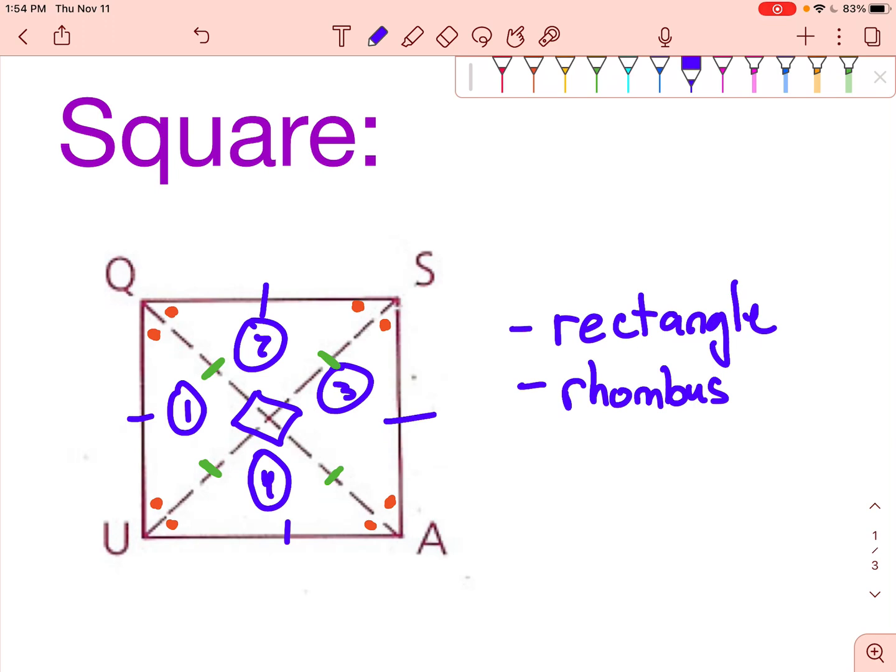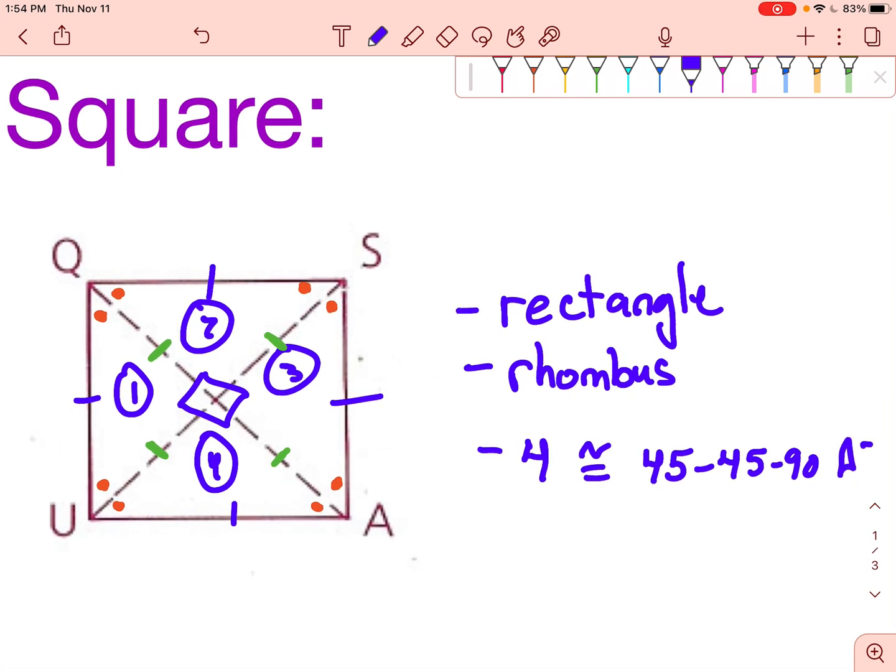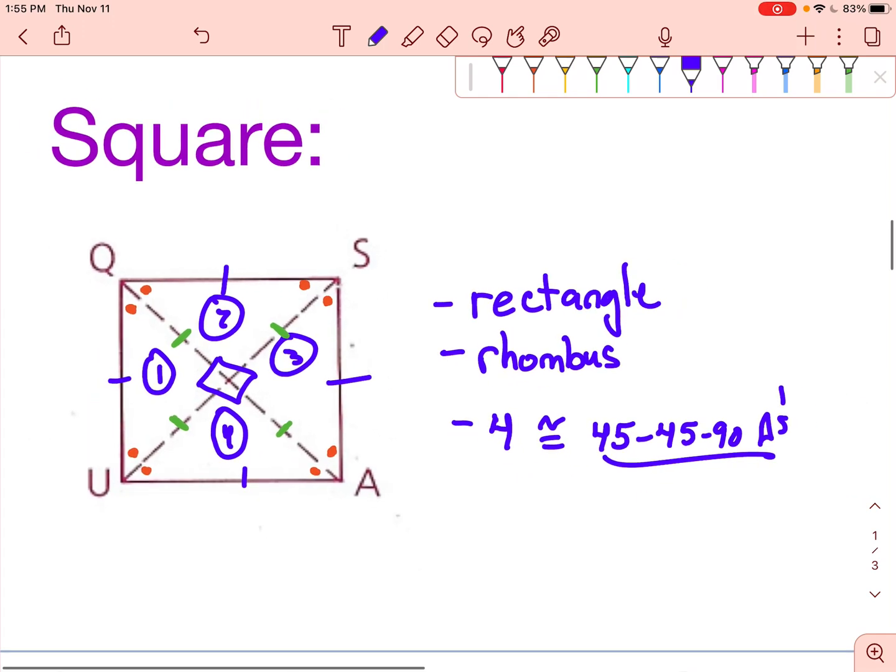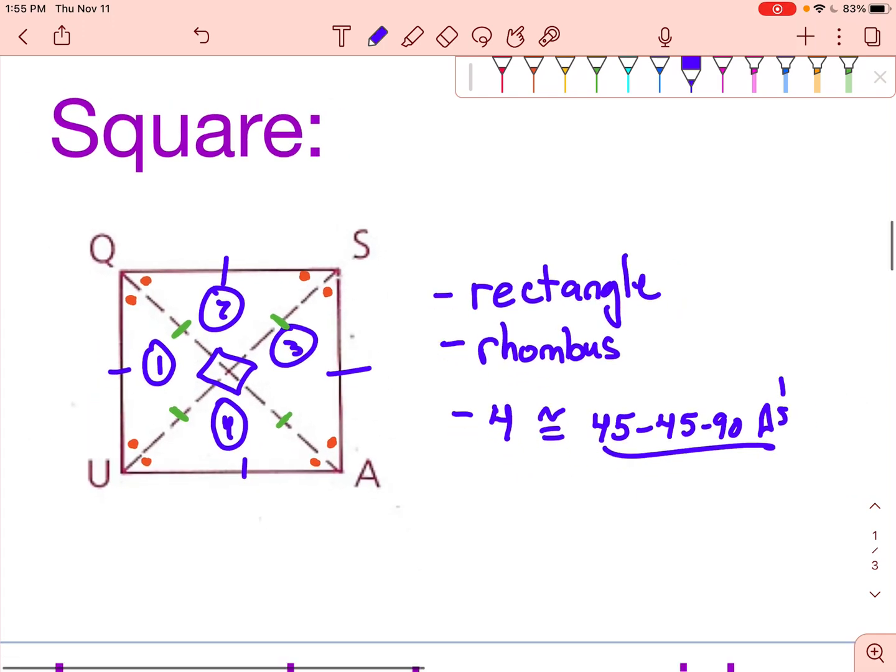And they're 45-degree angles. Those orange ones are 45-degree angles, okay? So this is split up into 4 congruent, what we call 45, 45, 90 triangles, okay? We'll focus more on that in a future chapter, but for now we can refer to them as 45, 45, 90 triangles, okay? Plus it's a rectangle, plus it's a rhombus.